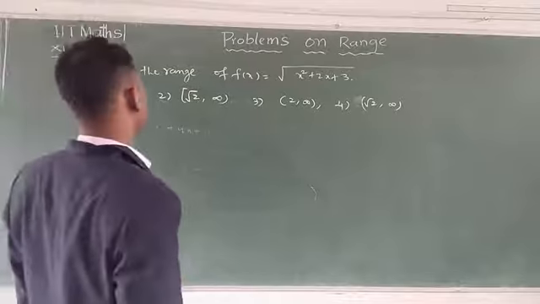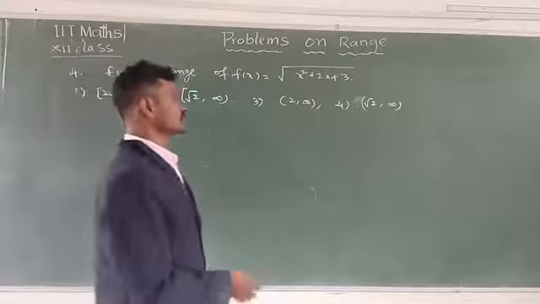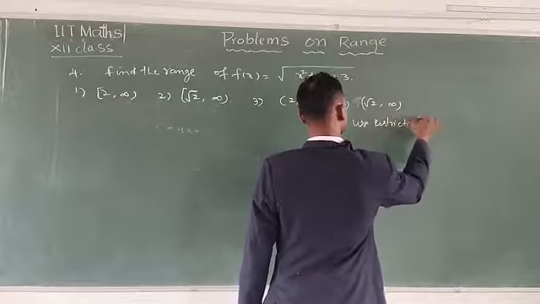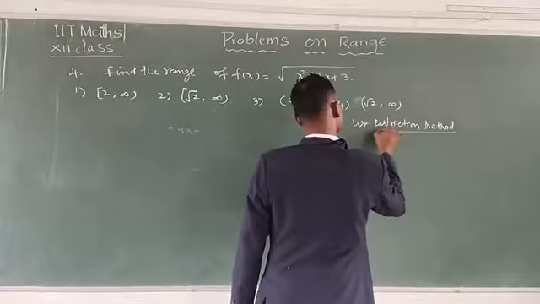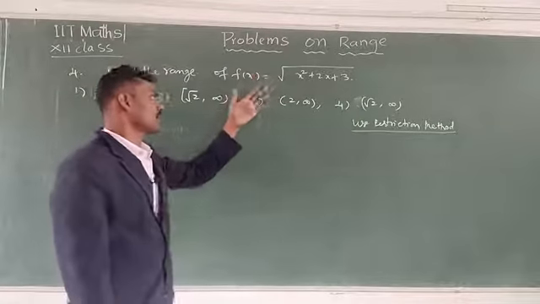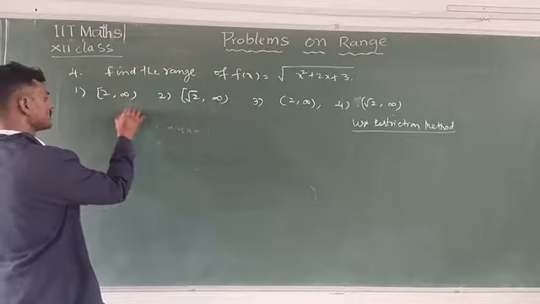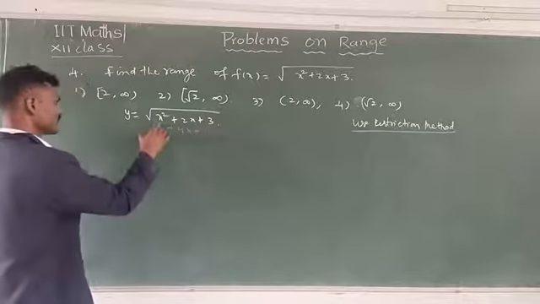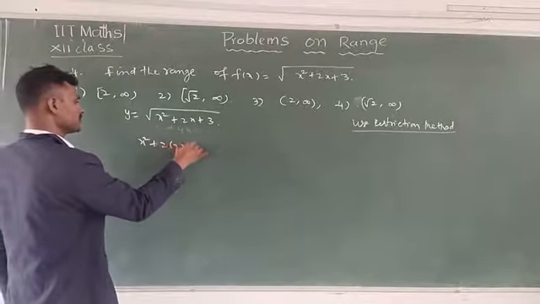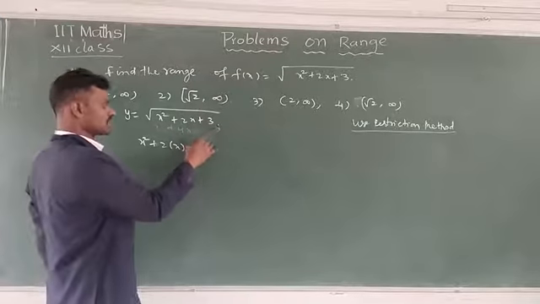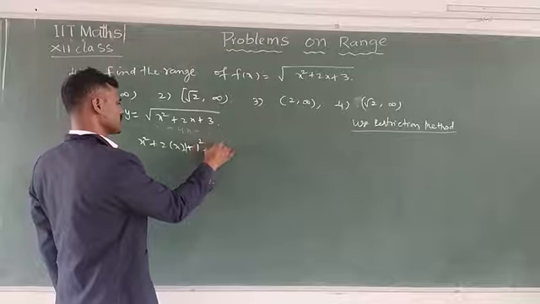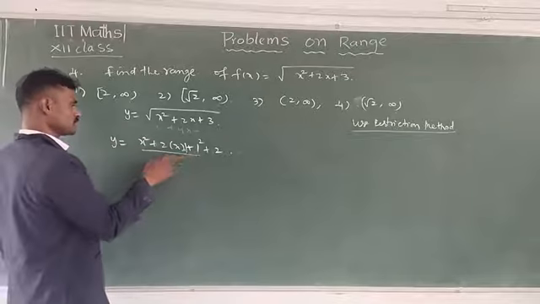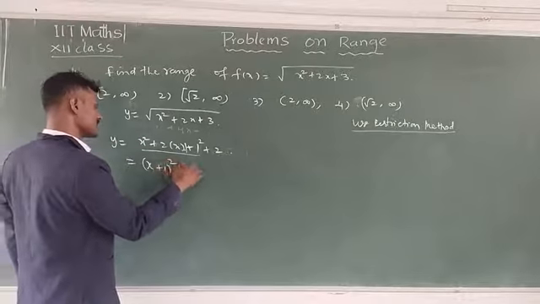Next, the third method to find the range is by using the restriction method. How to explain the restriction method by using this problem. See here, f of x is equal to y, you can write here, under root over x square plus 2x plus 3 as given. Now you can take x square plus 2 into x into 1, plus 2, you can write here 1, this is also 1 square plus 2. Understand clearly? Now this is written by the a plus b whole square formula, then x plus 1 whole square plus 2.